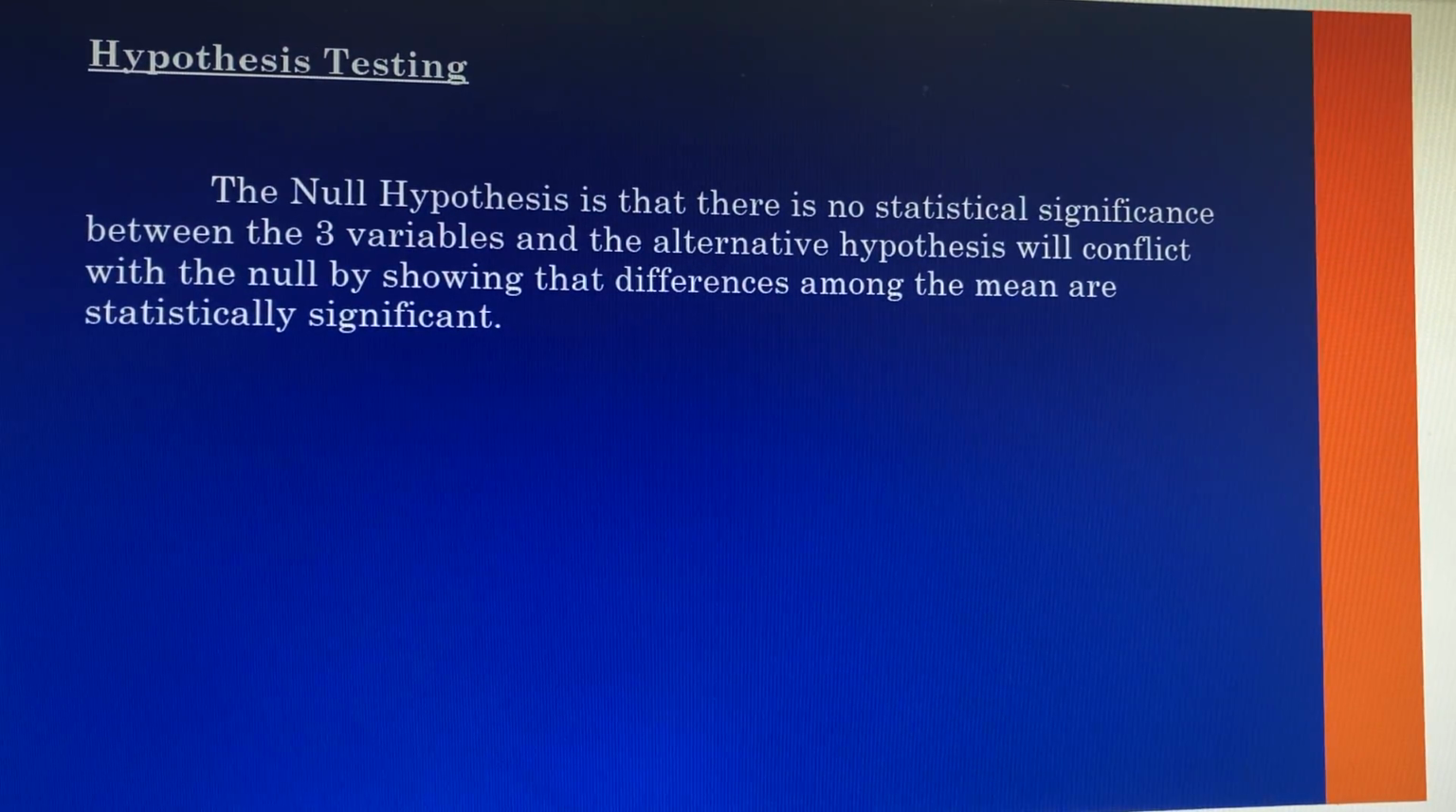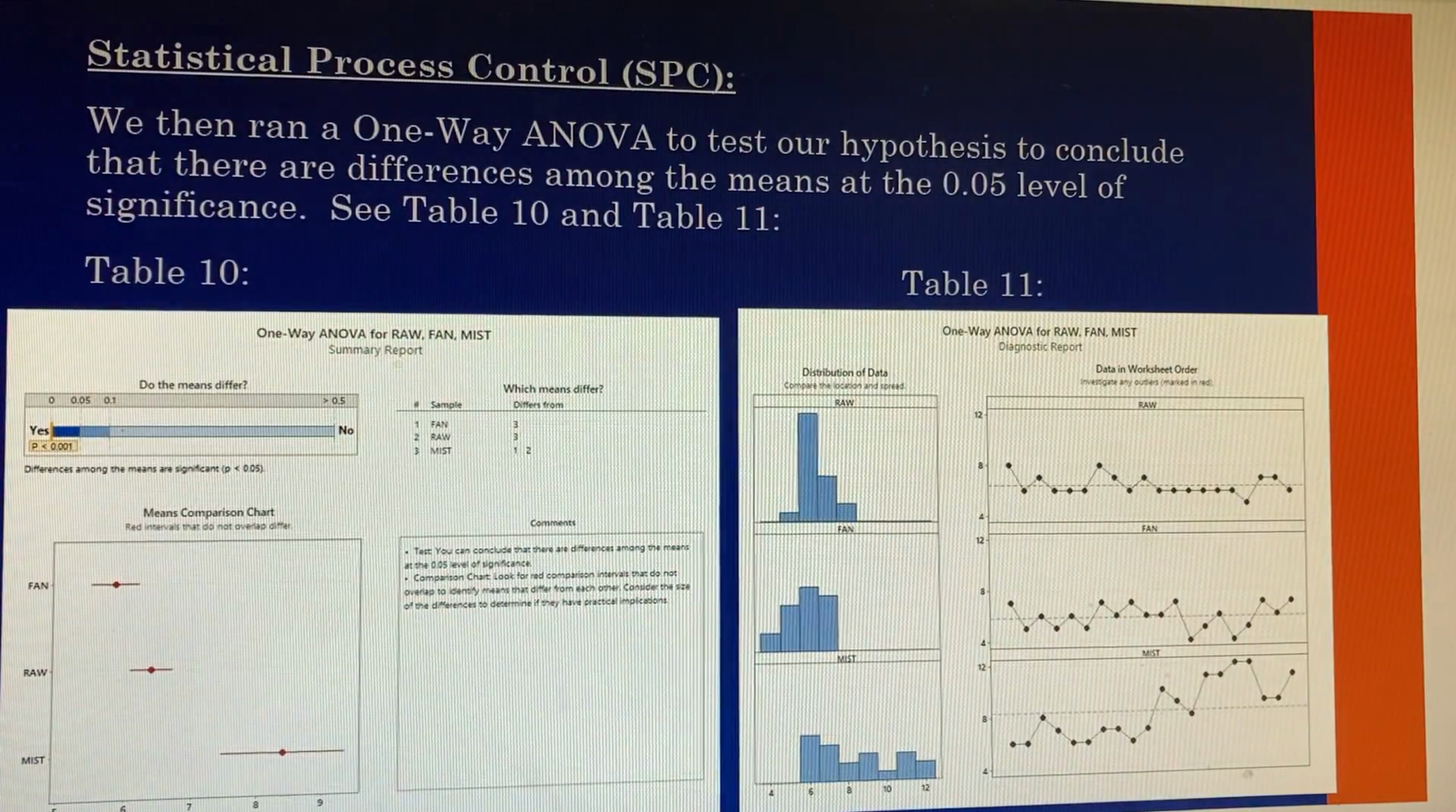Our hypothesis, the null hypothesis, is that there's no statistical significance between the three variables, and the alternative hypothesis will conflict with the null by showing that differences among the means are statistically significant. We went ahead and ran a one-way ANOVA to test our hypothesis to conclude that there were enough differences among the means at a 0.05 level of significance, represented in table 10 and table 11.